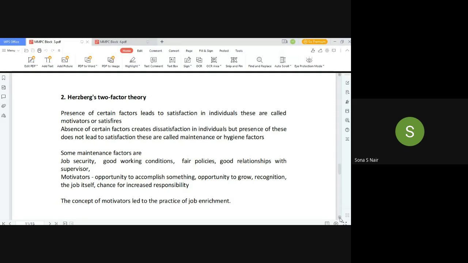Now, this was a very old theory, but how do you put it into practice today? Let's look at some of the maintenance factors. Job security, good working conditions, fair policies, good relationships with the supervisor and colleagues. These are all maintenance factors, because this you expect, okay? Opportunity to accomplish something, opportunity to grow, recognition in the organization, the job itself, chances for increased responsibility, these are all motivators. So if they are present, the individual is motivated to work. And if they are not present, the individual is dissatisfied.